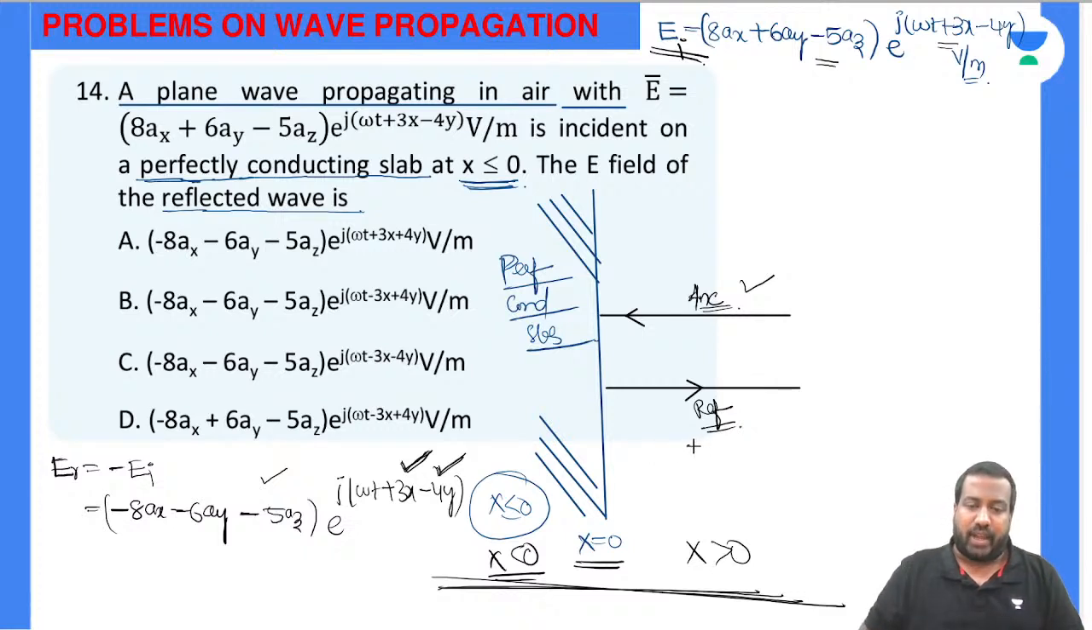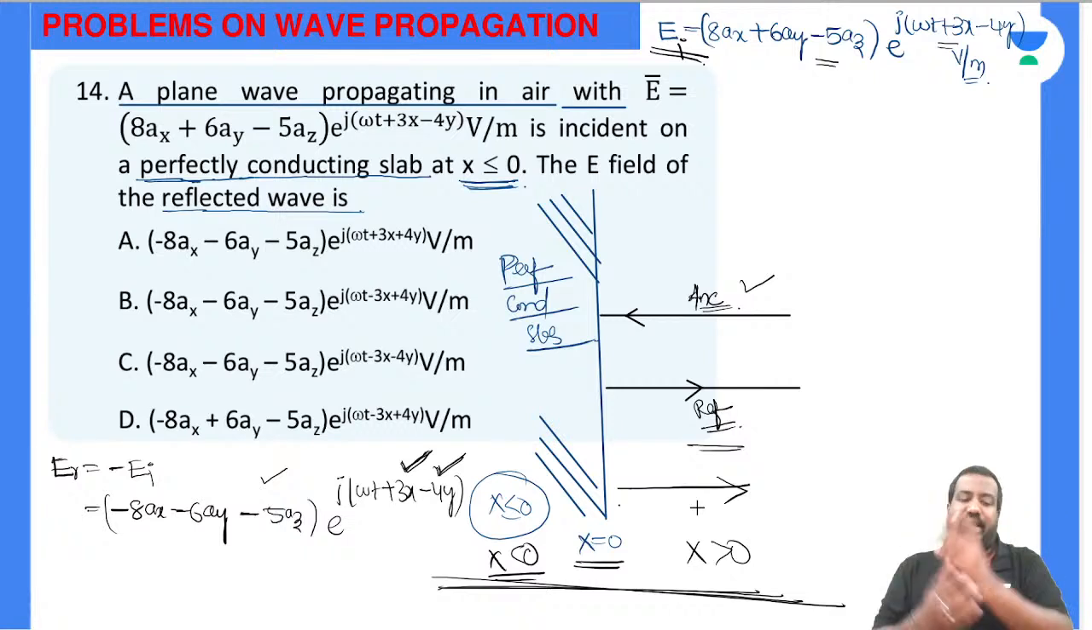Now the reflected wave is moving from x equals 0 to x greater than 0, the x increasing direction. So what change should I do? Omega t minus beta x. That means this plus beta x now will become minus beta x.